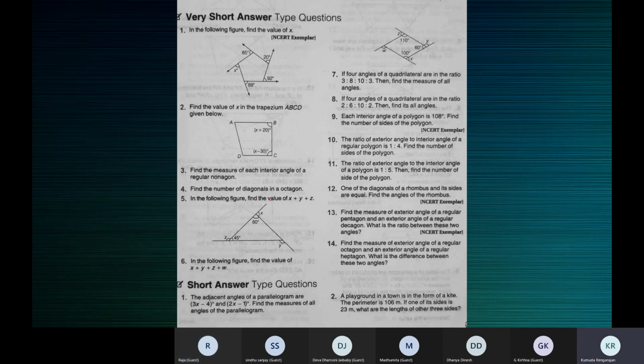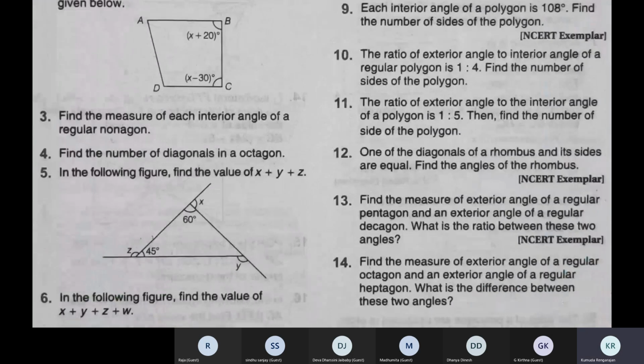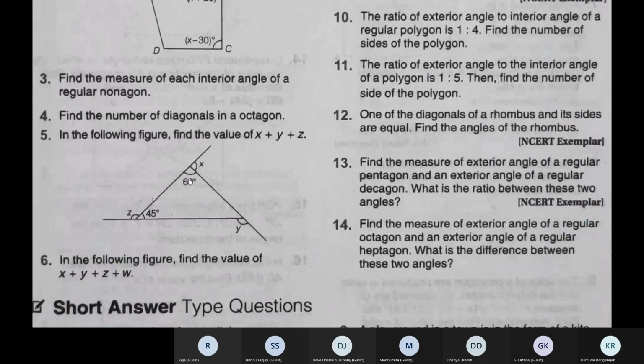So that's what you should do here. This is a linear pair. X plus 60 is 180. You get X is 120. Z plus 45 is equal to 180. Z is equal to 135. Now Y we find using the exterior angle property. Y is equal to 60 plus 45.